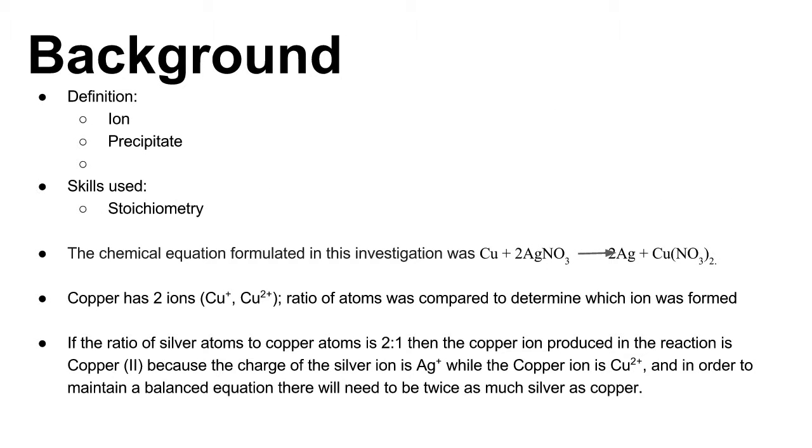Throughout this investigation, many skills were used to determine which ion of copper was produced in the reaction. An ion is a charged particle that is formed when electrons are gained or lost. A precipitate is a solid formed in a reaction in a solution.